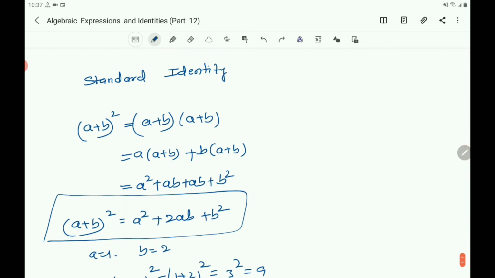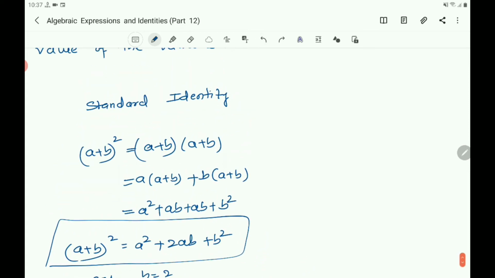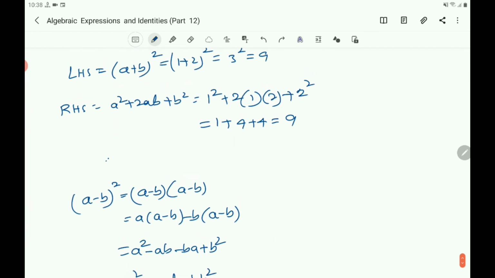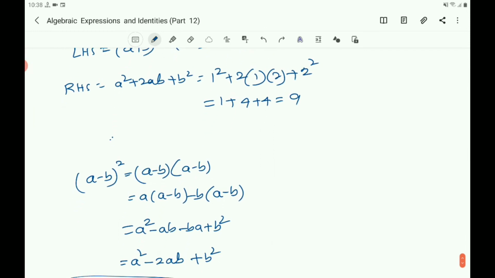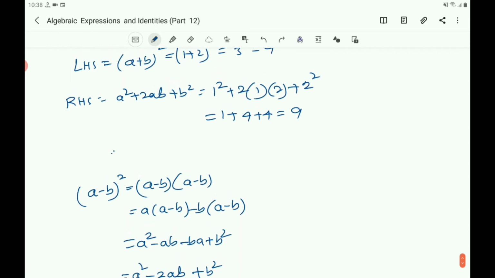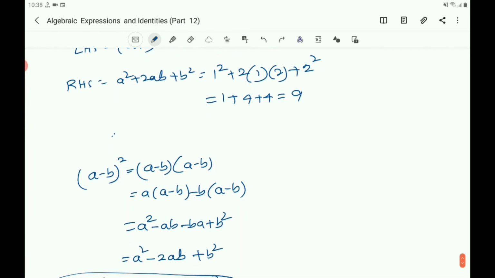Here plus is there, all the terms are positive. So here plus, the middle term is also positive. Here you can observe, (a plus b) whole square equals a square plus 2ab plus b square, and (a minus b) whole square equals a square minus 2ab plus b square. All the three terms are same, a square, b square, and for (a plus b) whole square you get plus 2ab, for (a minus b) whole square you get minus 2ab.